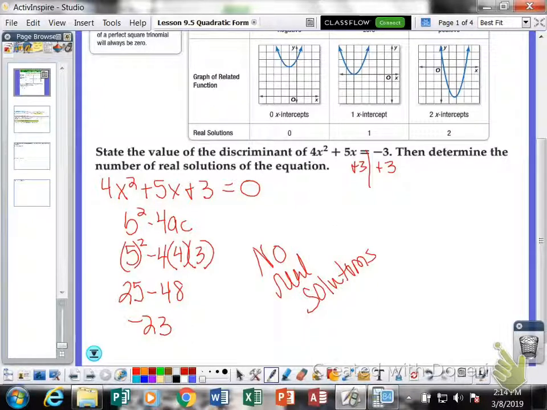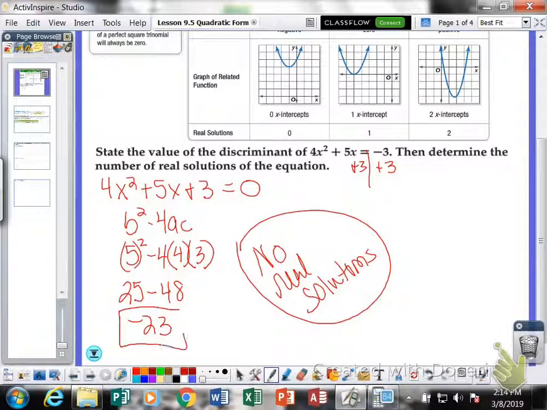So if you're asked to find the discriminant, it's that b squared minus 4ac. If it's negative, there are no solutions. If it's exactly equal to 0, 1 solution. And if it's greater than 0, then it's 2 solutions. So please be careful. When you get a value of 0, it doesn't mean that there are 0 solutions. The only time there are no solutions is when our discriminant is negative. So please be careful with that.